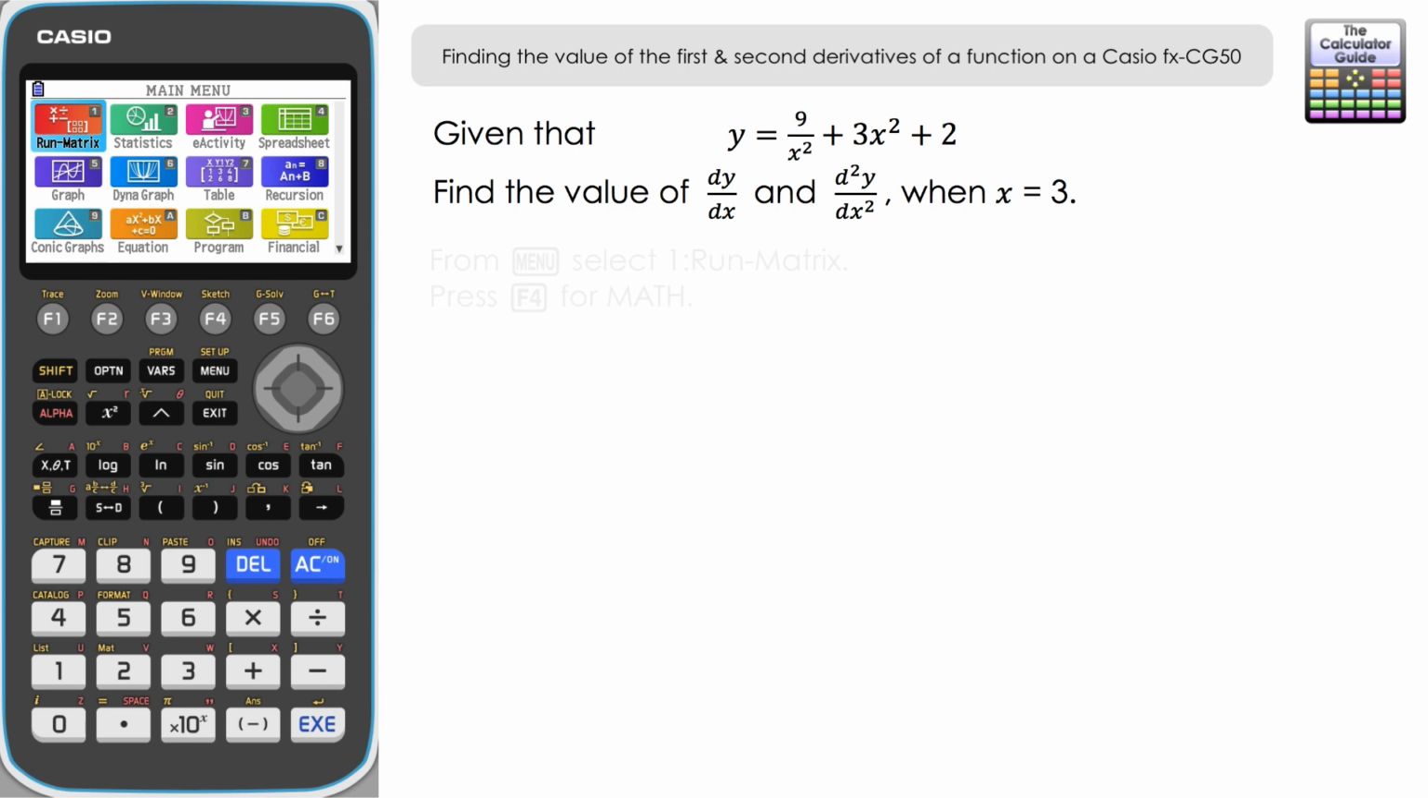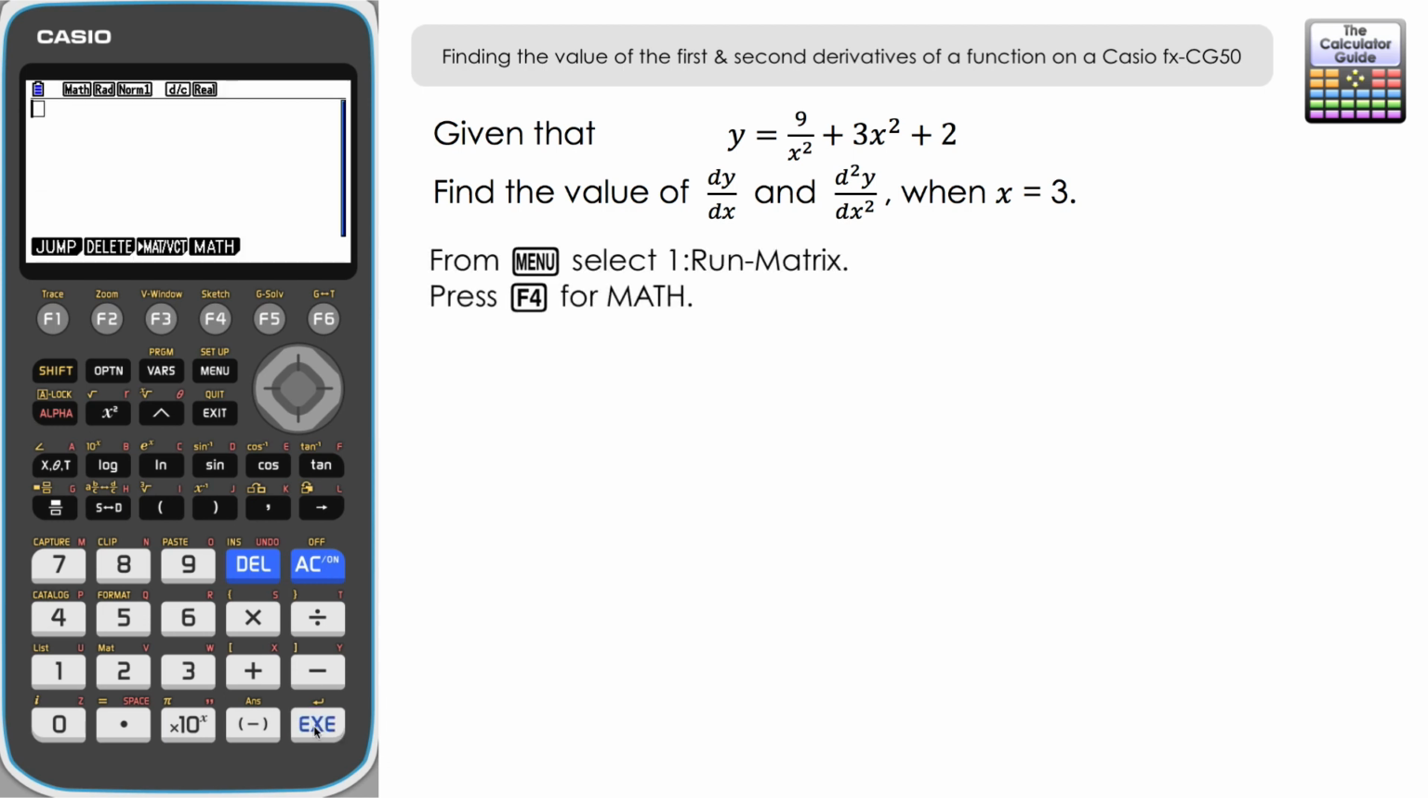So from the main menu, select 1, Run Matrix, and you can see straight away that you have an option here, Math, from the menu already displayed. If you press F4, you can see that there's two options here, d by dx and d2 by dx squared. They are the features to find the first and second derivatives. So let's start with the first.